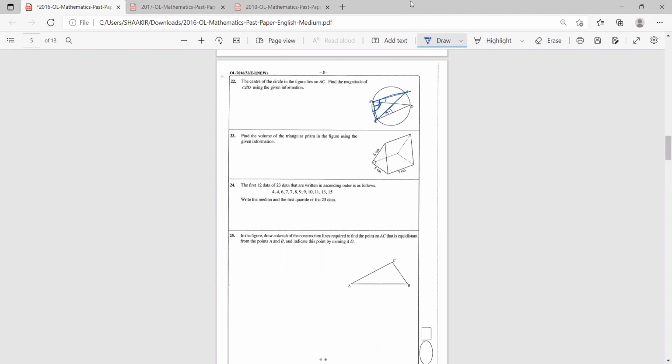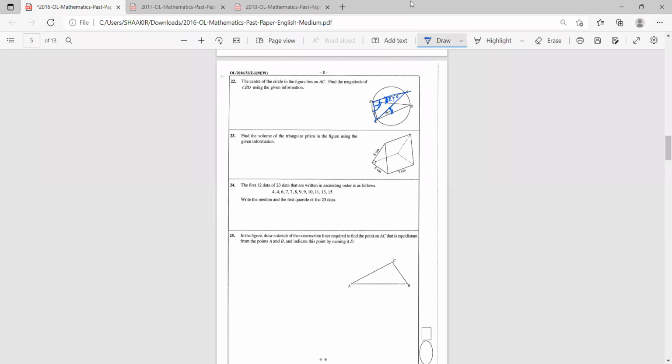Now, if you know this angle, from that you can subtract it. Here they have given this as 25. If this is 25, children, this also will be 25. How? What is the theorem? Yes, angles in the same segment are equal. So if this is 25, this also will be 25 degrees.